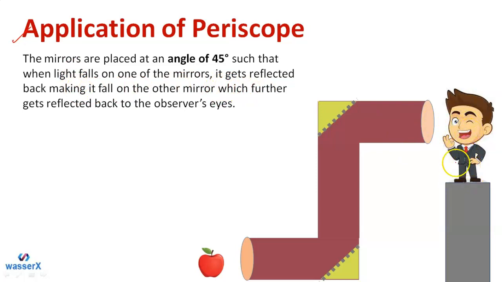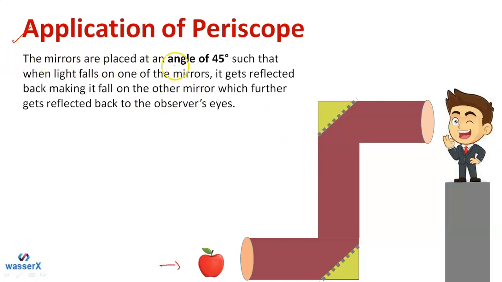Basically he is at a different level, and there is some object, or you can see the apple is placed here, which is not at the same level, but still the person can see it by using the concept of the periscope. So what is the concept and what is the basic understanding of the periscope? That's what we are going to understand here.